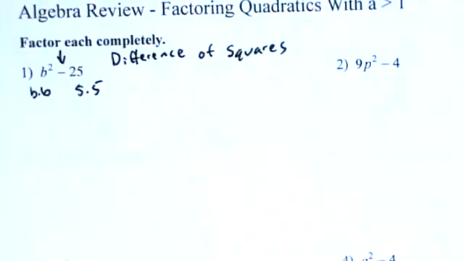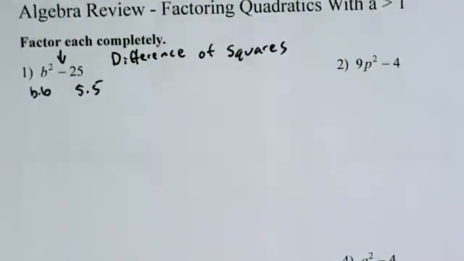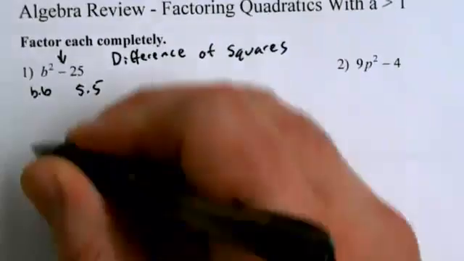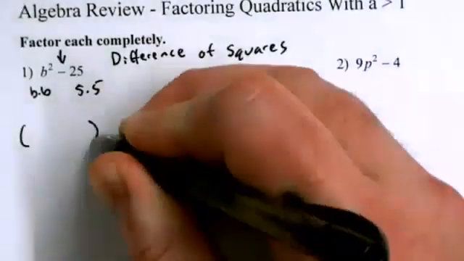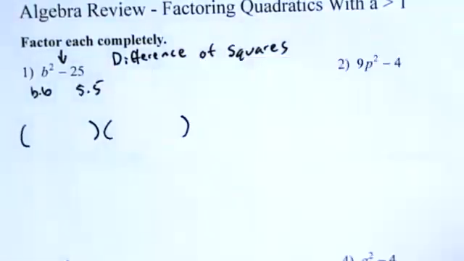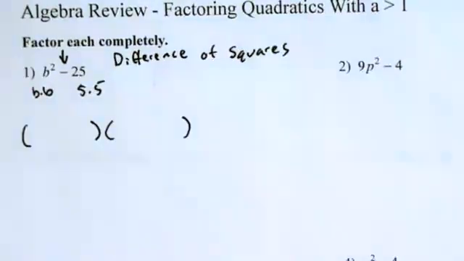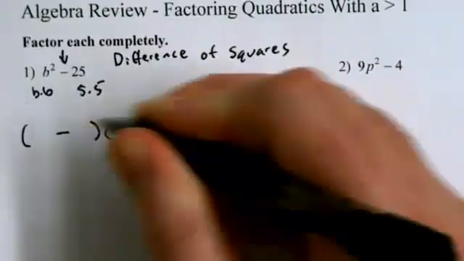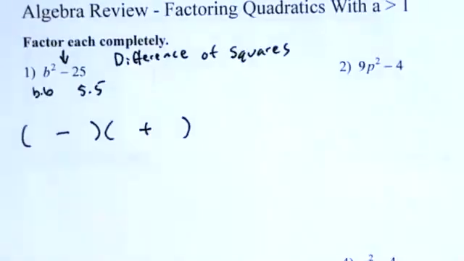And if that's the case, then you don't have to do a whole lot of work to write down the answer. You just write it down. It's always going to be in this framework. You will have two factors. One of them will be a plus and one will be a minus. It doesn't matter which order the plus and the minus come in.